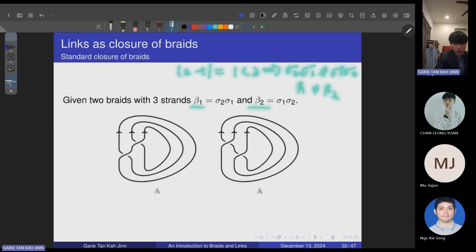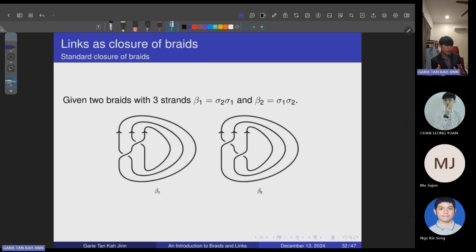Okay, so these two are different braids. But looking at the standard closure of beta 1 and beta 2, immediately it seems that these two are different. But the difference can actually be related by a sequence of Reidemeister moves. How do we relate that?